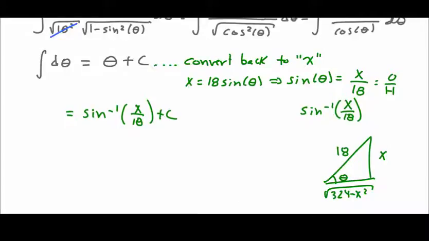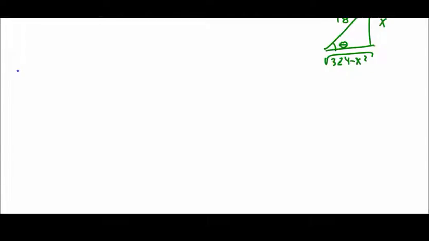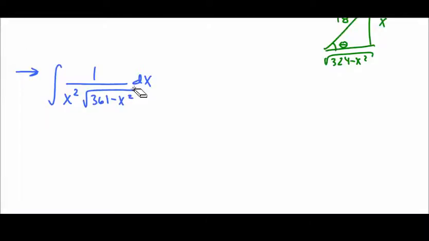Now, like I said, usually a square root sign is involved, but it doesn't necessarily have to be, and sometimes a square root sign is involved and some extra information is involved as well. So let's go ahead and look at an example where we have x squared in the denominator, square root of 361 minus x squared dx.